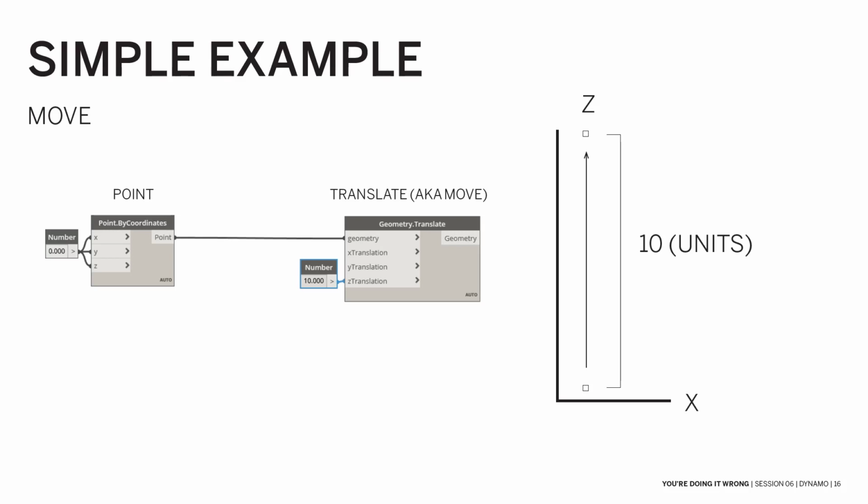So that's the what, right? That's the input. Then you need to tell the computer what to do to that point. In that case, I want to move it. And Dynamo calls it translating. There's a bunch of terminology that's different in Dynamo than Grasshopper. So if you're a Grasshopper user and you're trying to get into Dynamo, there's some translating that needs to happen, no pun intended. But in this case, translate is the move command for Dynamo.